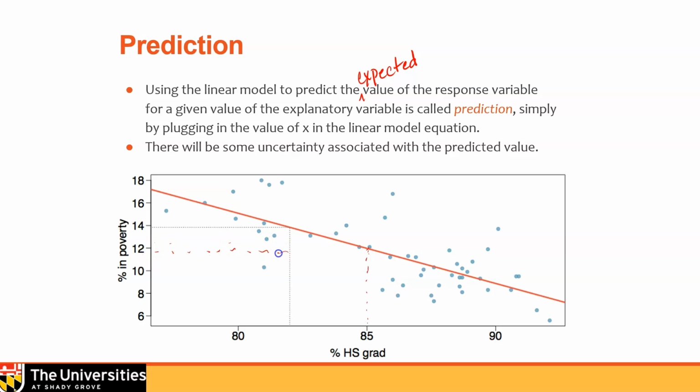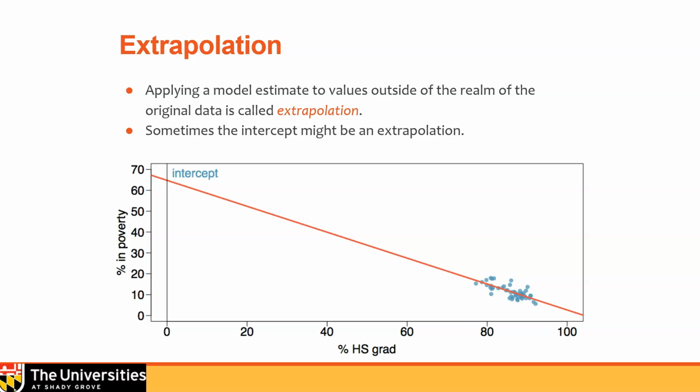It's about 12 there. So on average, I would expect that to happen. It just so happens that some of the data points are actually there as well. Okay, so there's some uncertainty associated with the predicted value, and we'll talk about that uncertainty in a moment.